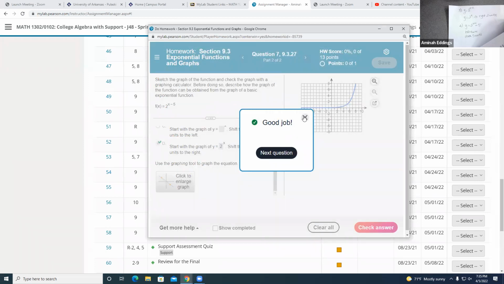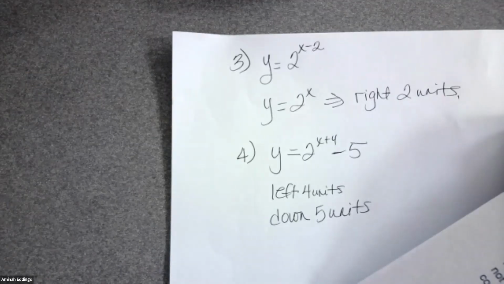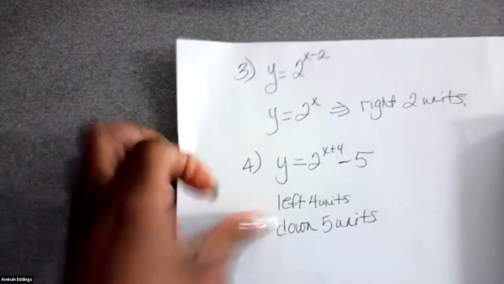Okay, and so that's how you would do those problems. You first of all want to, when you go to your graph, make sure you choose the correct base, and then you're going to choose the transformations. Okay, all right, let's keep going. All right, so next.